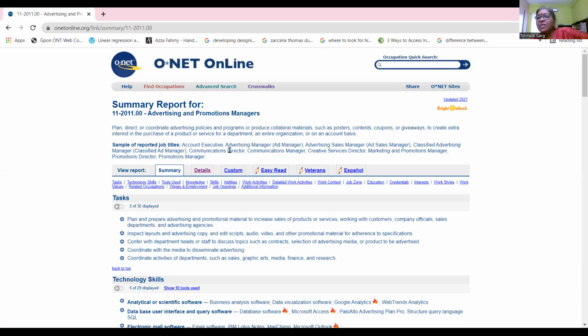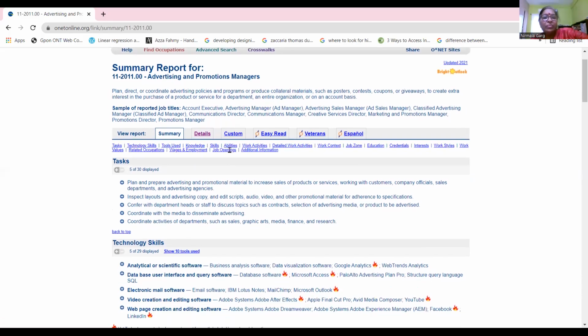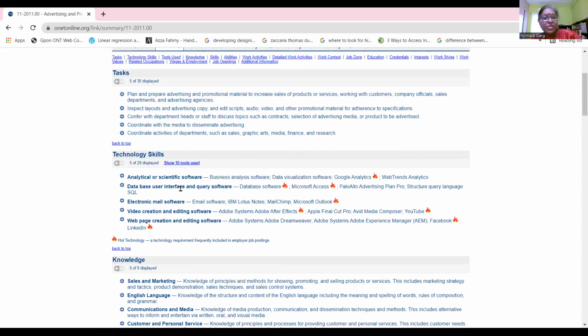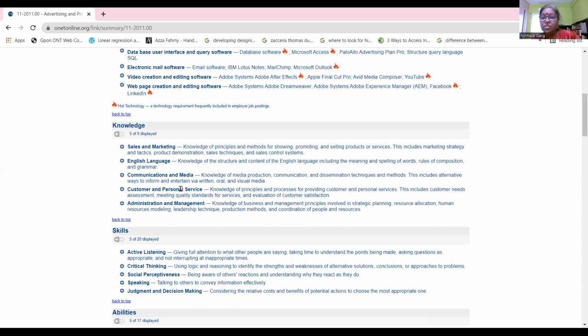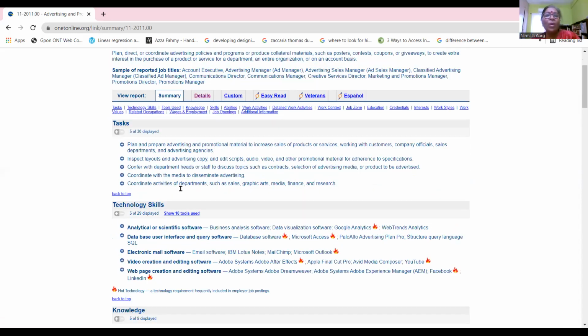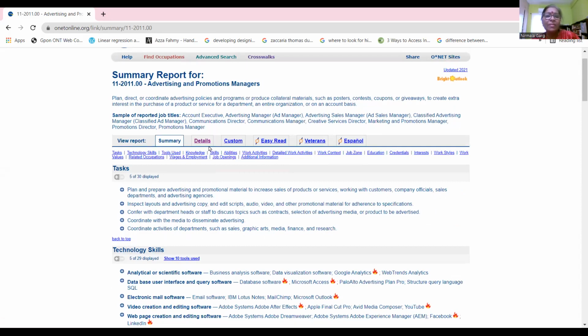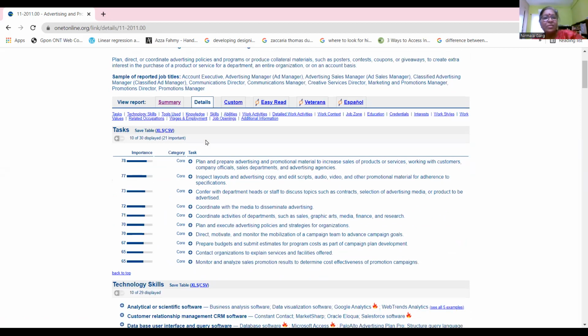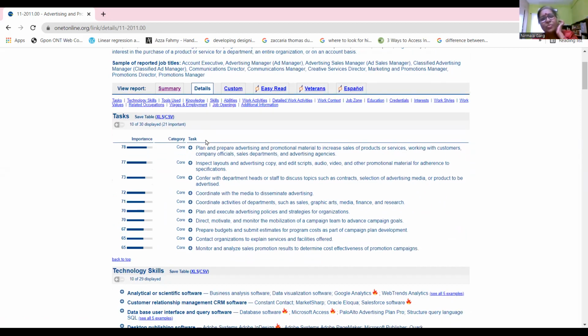Can you see? I can get, at one click of a button, the summary of this job, which includes tasks, plan and prepare, advertising, inspects, layouts, confers with department, technology, skills, knowledge, all this stuff. This is only a summary. Now, if you want a detailed one, go to details. And you have everything: plan and prepare, inspect, layout, confer, coordinates with the media, plan and execute, direct and motivate. Now, can you see?